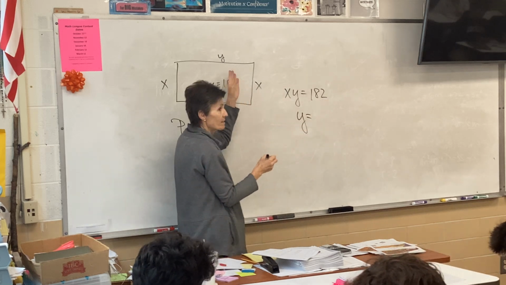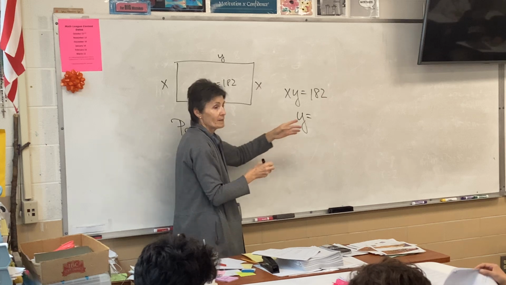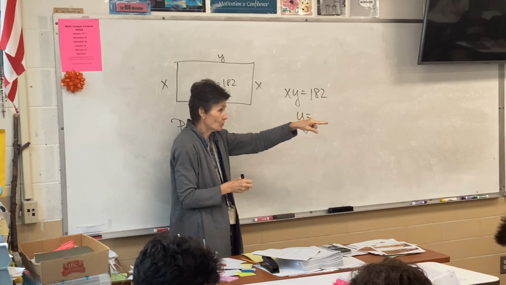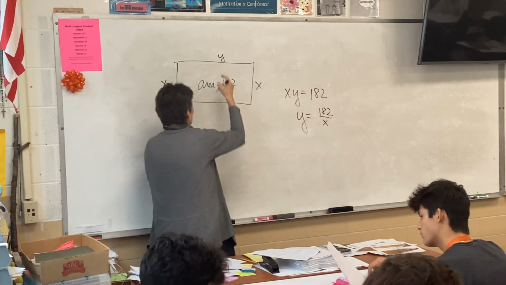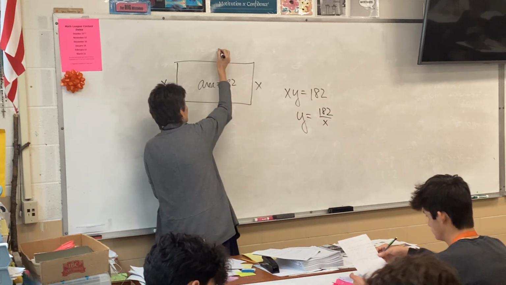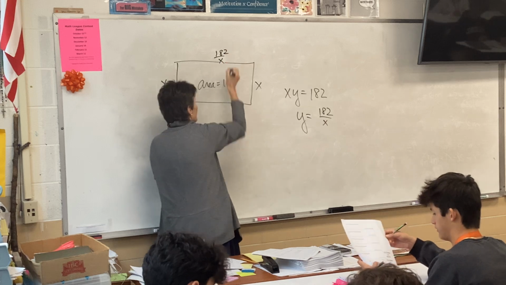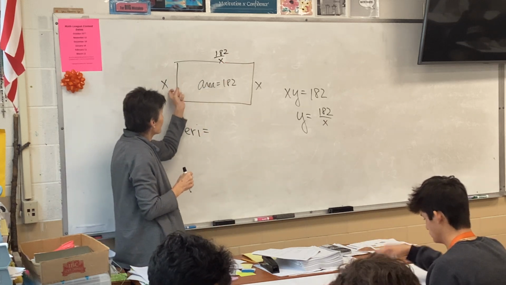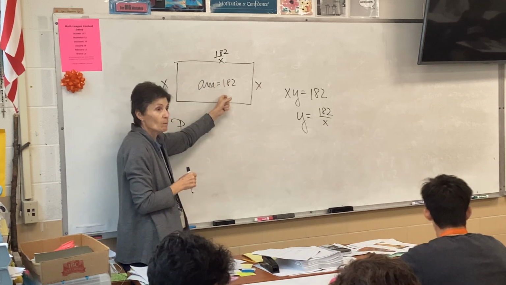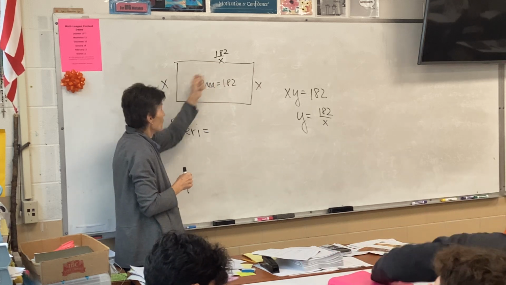I'm not going to be using different variables. Y would be 182 over x. So this dimension right here is 182 over x, because remember, length times width has to be 182. So doesn't that work out?